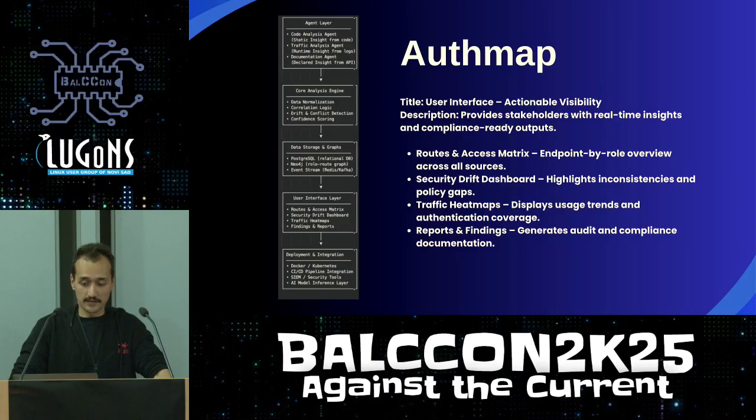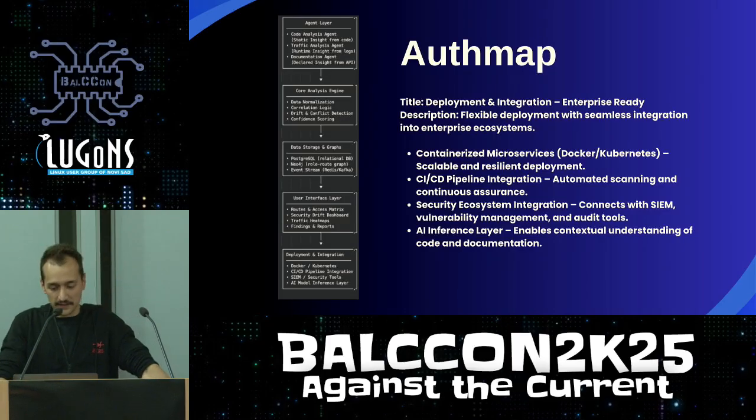So for the user interface section, what we have is the routes and access metrics and the endpoint by role overview across all the sources that we have gathered with this tool. Security drift dashboard is another functionality that highlights inconsistencies and policy gaps. And the traffic heat maps display usage trends and authentication coverage across real-life traffic. Reports and findings, you just generate audit and compliance documentation.